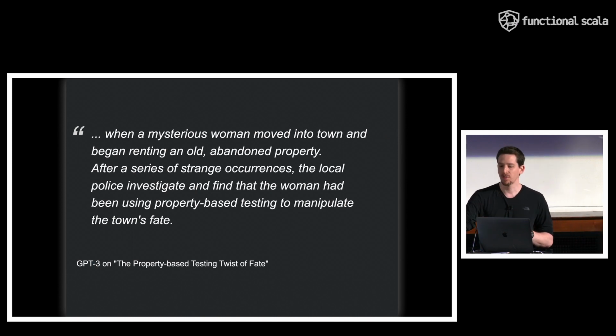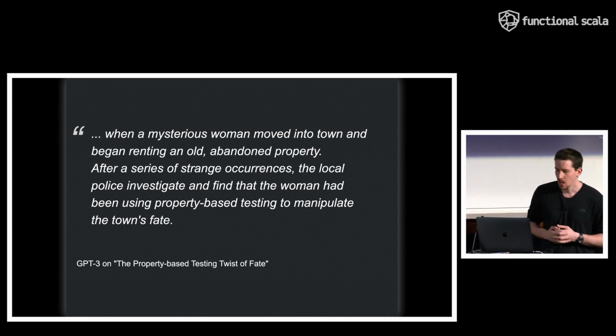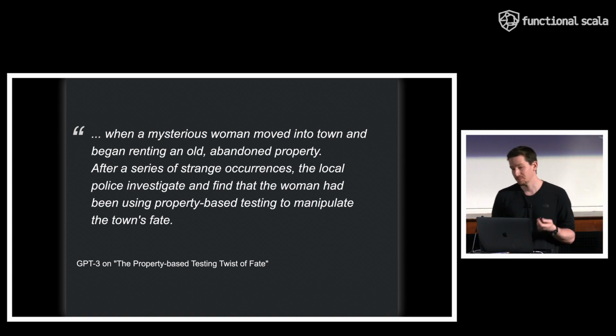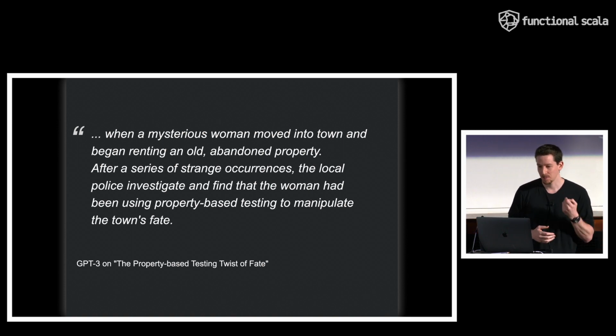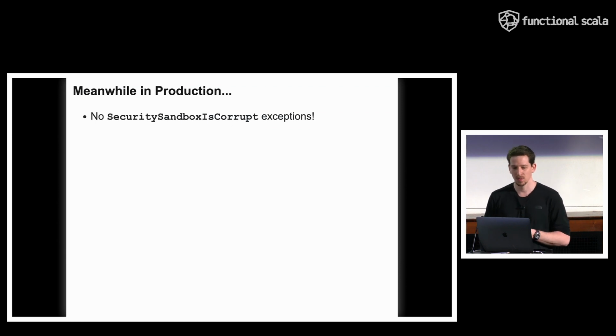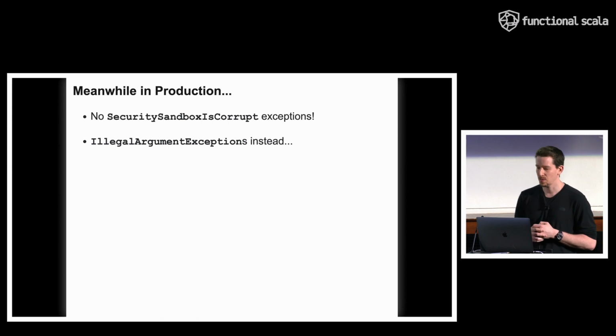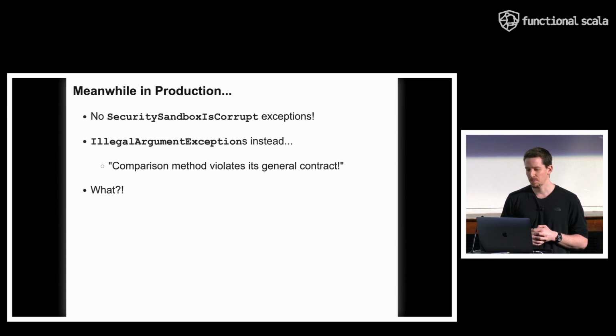Okay, so we deploy our fix to production, and we hope for the best. That's usually how it goes. And success. No more security sandbox corrupt exceptions, which is great. But we're now occasionally getting illegal argument exceptions instead that weren't there before. And it says "comparison method violates the general contract!" with an exclamation mark, no less. No idea what that is. And since when is Java so excited about exceptions, I don't know.